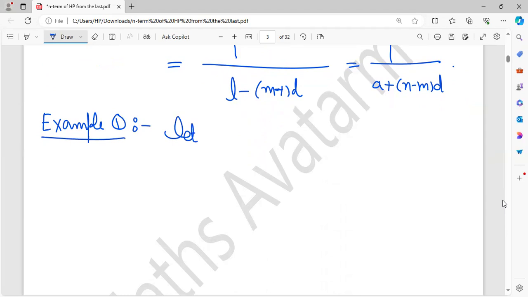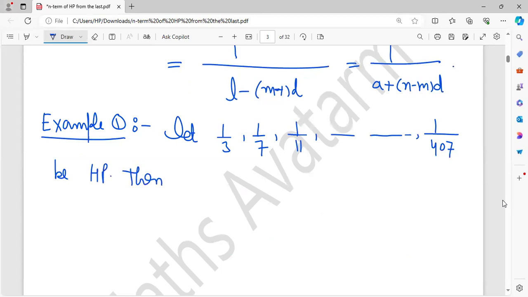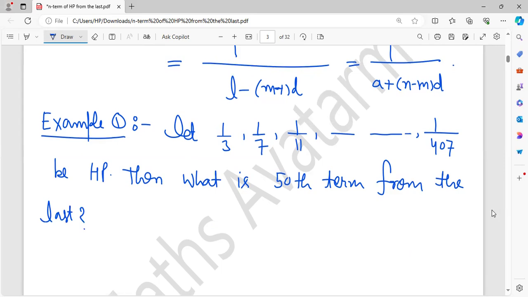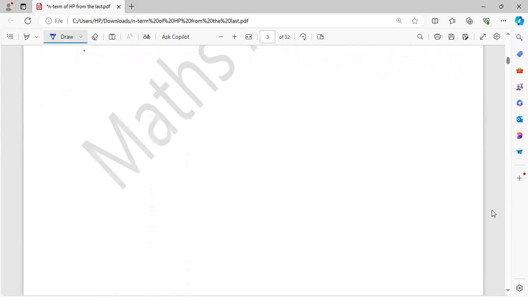Example: 1 upon 3, 1 upon 7, 1 upon 11, and the last term is 1 upon 407, is an HP. Then what is the 50th term from the last? Okay. So let's see its solution.